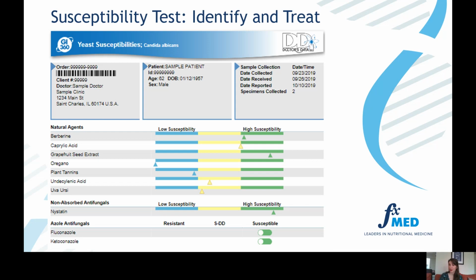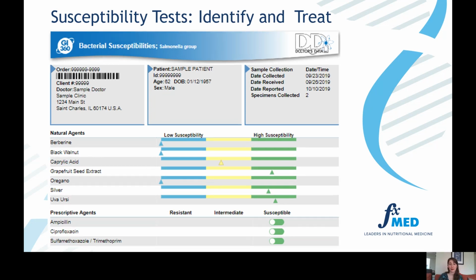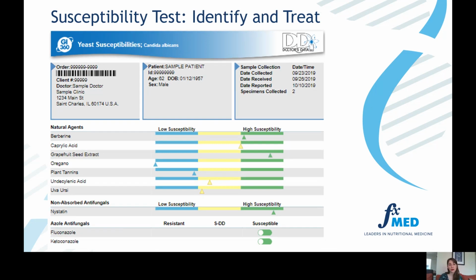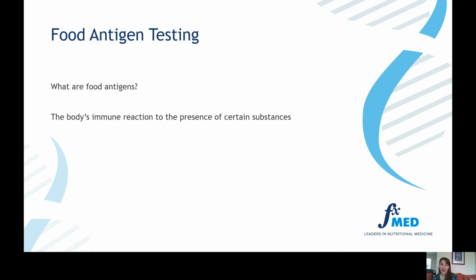So the panels include things which are specifically known to treat that specific condition, which is really cool. So grapeseed extract shows up high in both. That would be a really great way to address both of those. And then maybe if someone wanted to use something else in addition, looks like berberine could be a good choice for this Candida, and moving backwards, silver or uva ursi could be something useful to use for salmonella. So really great to review that information with a practitioner or you as practitioners to make a plan based on this information. So moving forward, we are going to talk now about food antigen testing, which is really cool.